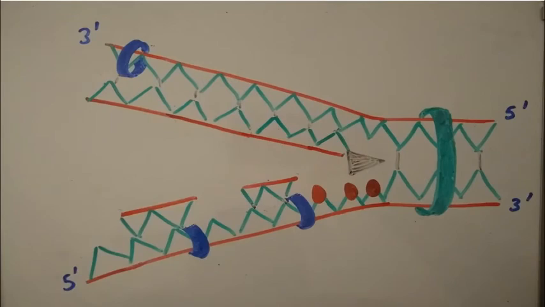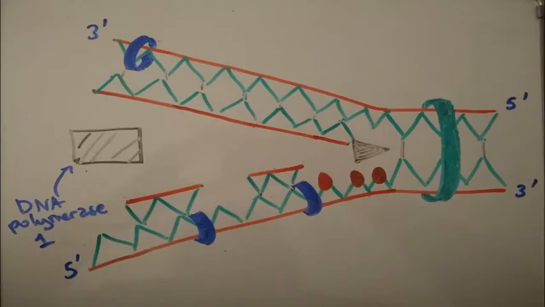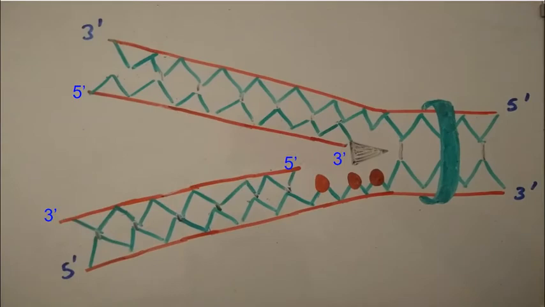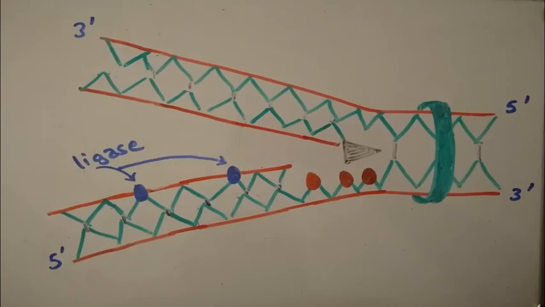When the new strands are formed, DNA polymerase I comes in to remove the primers and fill in the missing gaps of the Okazaki fragments. These fragments are then properly sealed with the enzyme ligase.